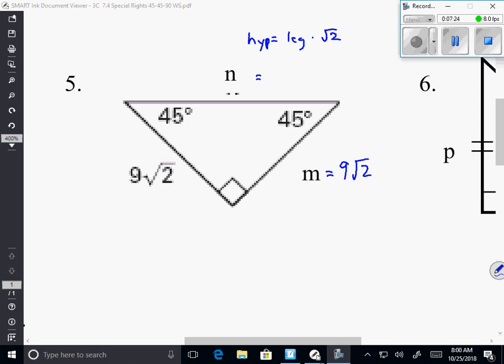So 9 square root of 2 times a square root of 2. You can put that in the calculator to see what happens, but you need to know what happens. Square root of 2 times the square root of 2 is the square root of 4, which is just plain old 2. Okay? So our hypotenuse length is 18. Follow the formula. Plug in what you know to find what you need.